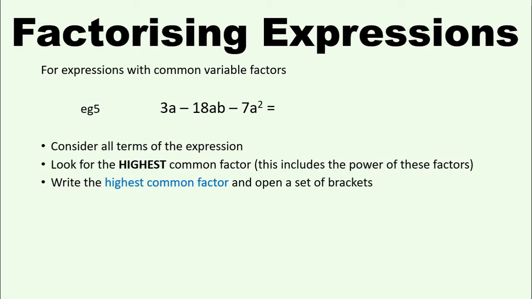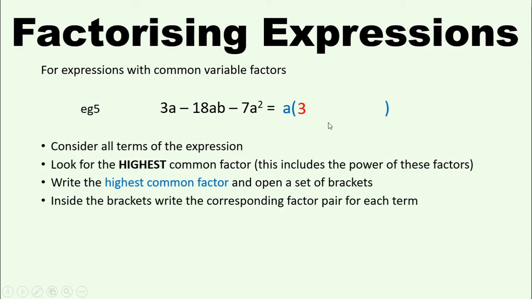So if I write the highest common factor outside the bracket, that is a, and I find the factor pairs inside the brackets, I'm looking for the values that a must multiply by to give the original terms. So a times what makes 3a? Or another way to think of that is 3a divided by a leaves me with 3 inside the bracket. So 3 is the factor pair that goes with a to make 3a.